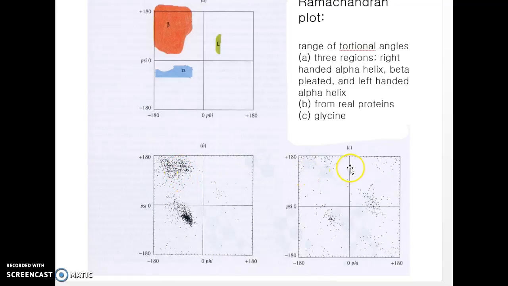In C, glycine residues in proteins, they much scattered all over the phi and psi angles, because simply glycine has the smallest atom, that is hydrogen, allowing much higher range of freedom.